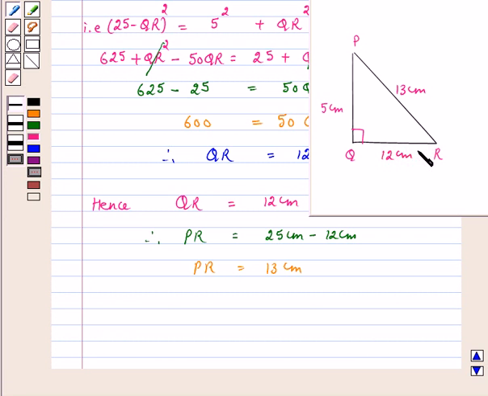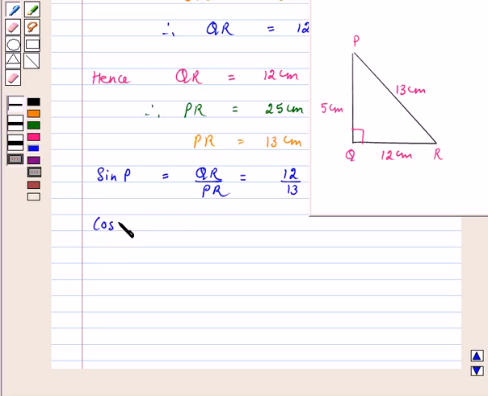Now we want to find the values of sine P. Now sine P is equal to QR upon PR. And this is equal to 12 centimeter upon 13 centimeter. And cos P is equal to 5 centimeter upon 13 centimeter, because it is PQ over PR. And tan P is equal to 12 centimeter upon PQ, that is 5 centimeter.